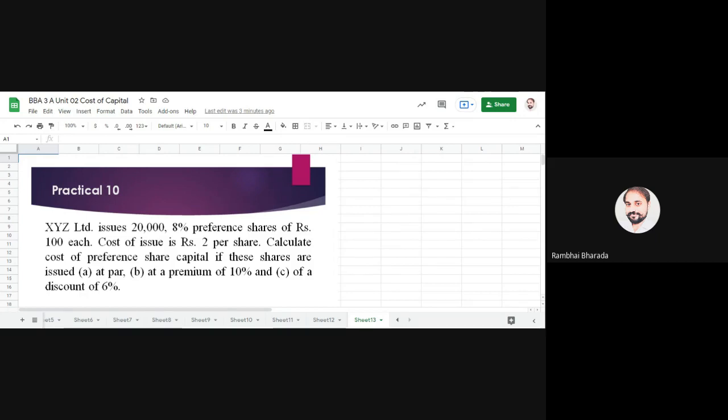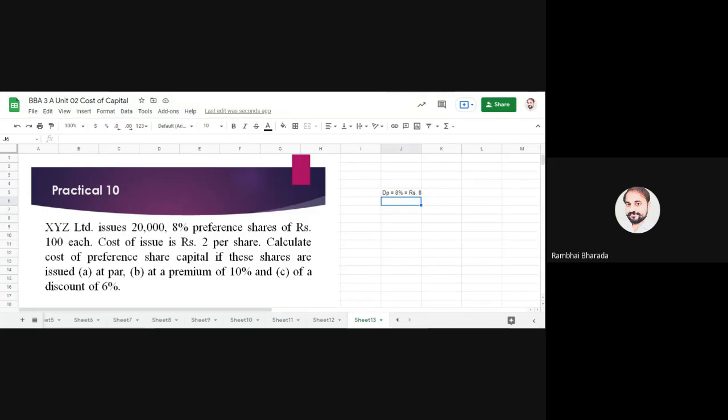Are we clear? So whenever the rate is given to you, that rate is not representing the percentage or a dividend ratio, it's representing the rate of dividend. Okay, so here DP is equal to 8%. Or in terms of rupees, it's rupees 8, because the issue price or face value is 100.